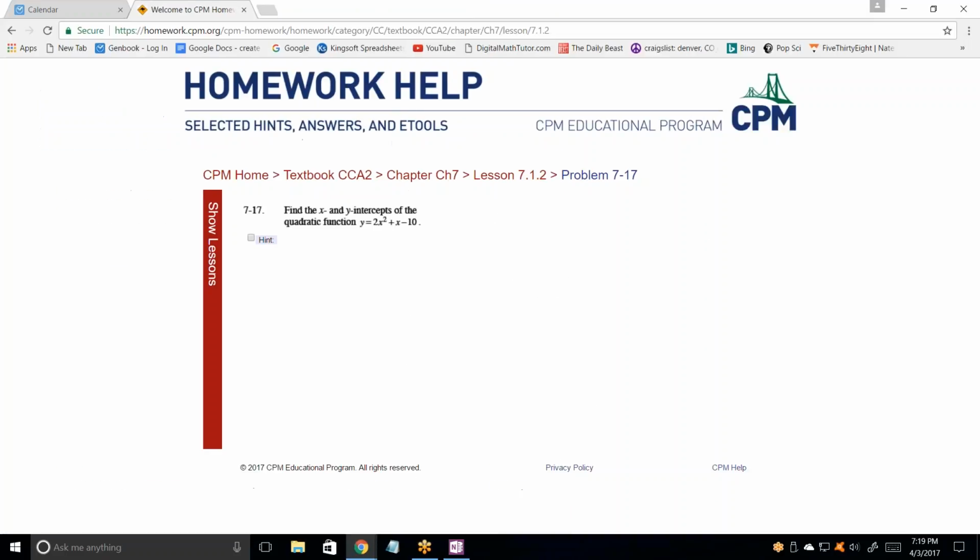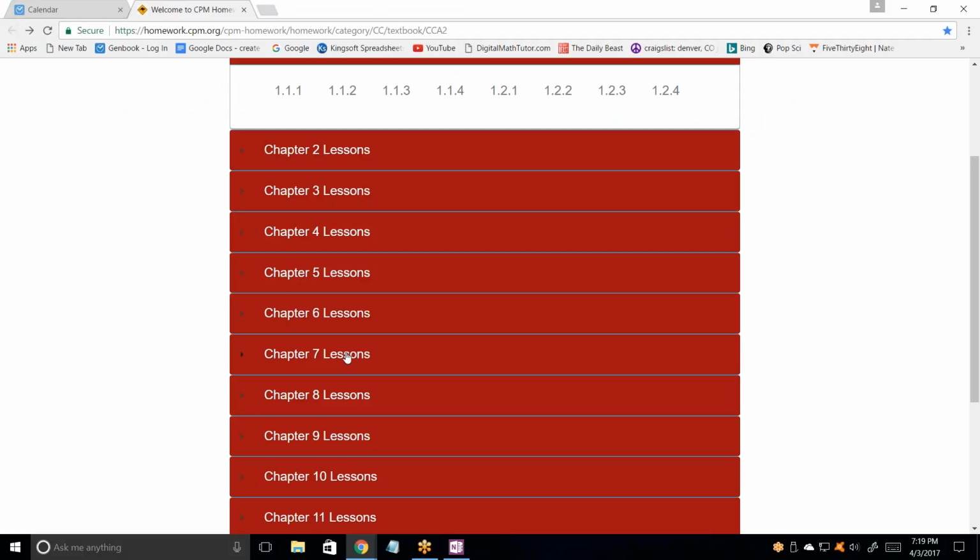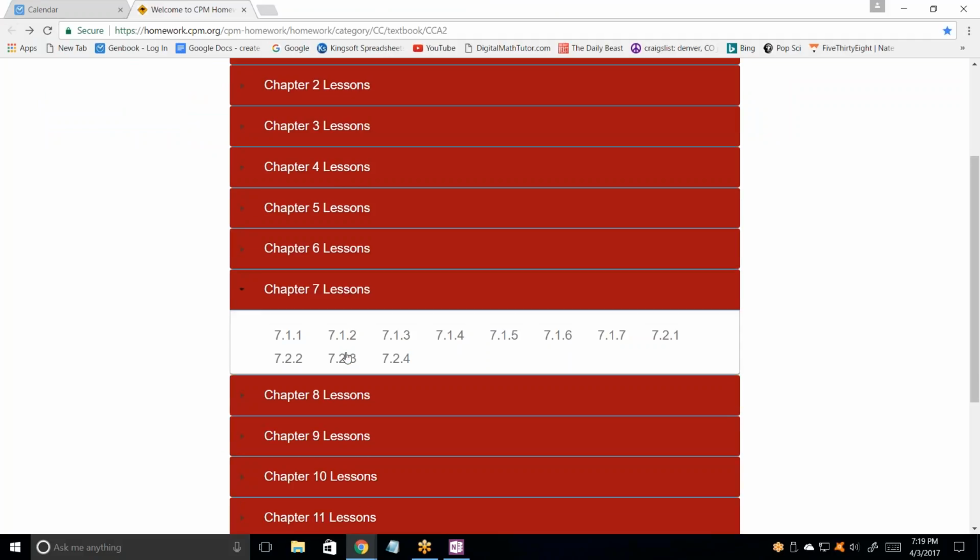All right, let me go. It does not like me clicking on that. I guess I got to go backwards every time. So this is 717. I want 718, which is still under 7.12.